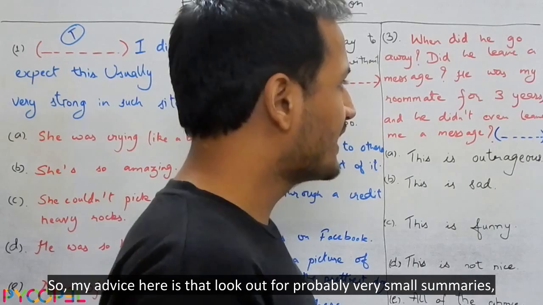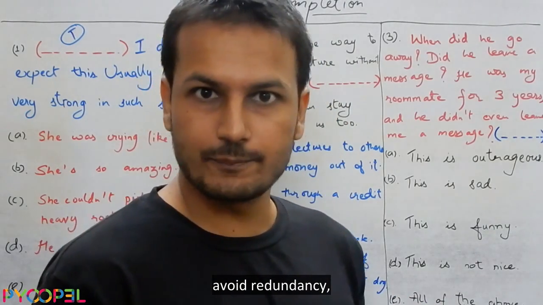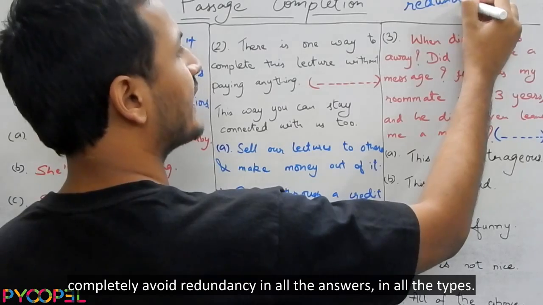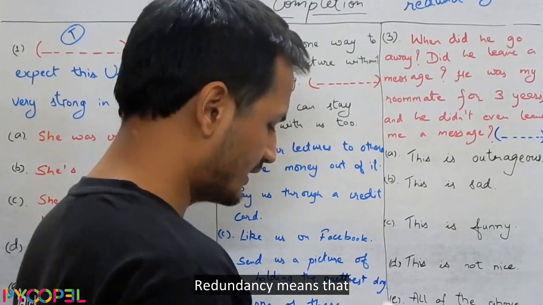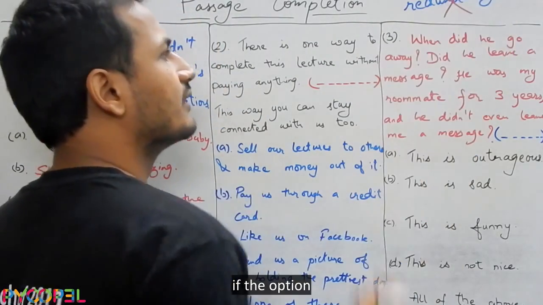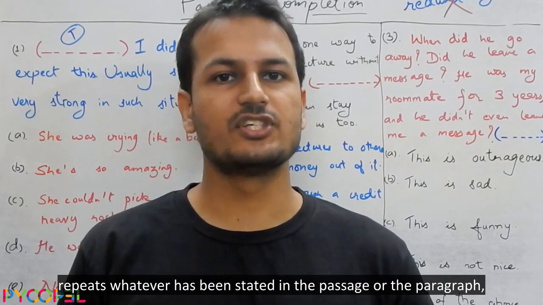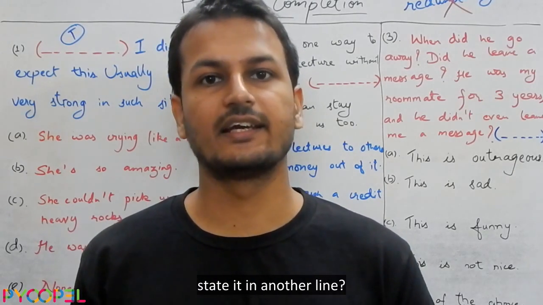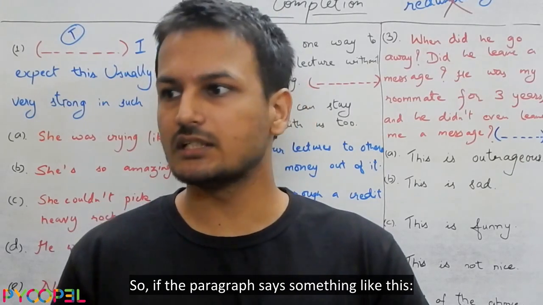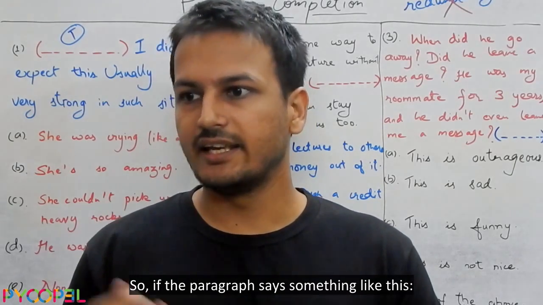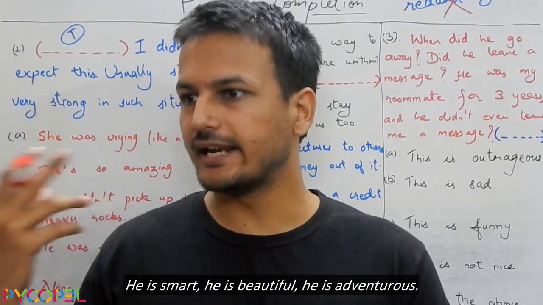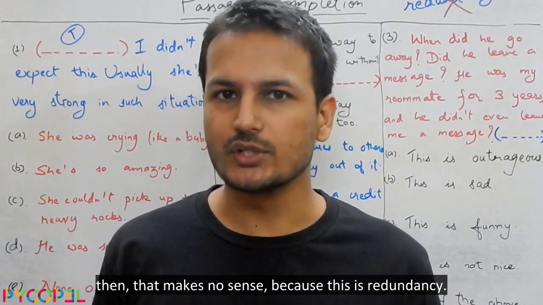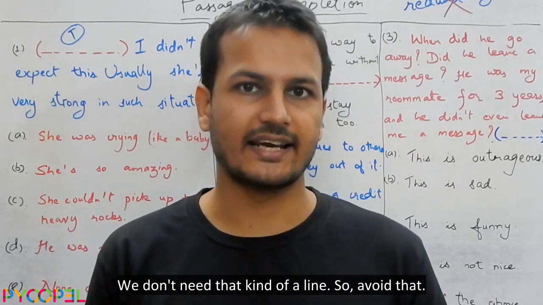So my advice here is that look out for probably very small summaries, avoid redundancy, completely avoid redundancy in all the answers, in all the types. Redundancy means that if the option repeats whatever has been stated in the passage or the paragraph, it does not really make any sense because it has already been given. Then why state it in another line? So if the paragraph says something like this, he is smart, he is beautiful, he is adventurous, and there is an option that says he is smart, beautiful and adventurous, then that makes no sense because this is redundancy. We don't need that kind of a line.